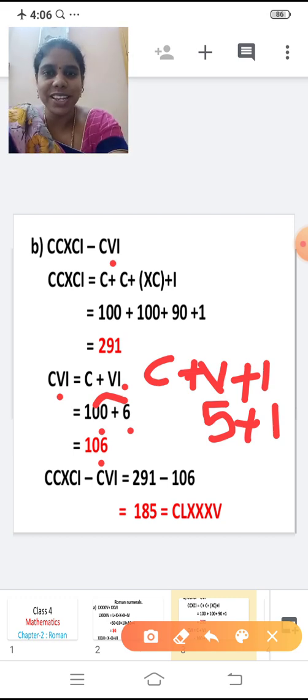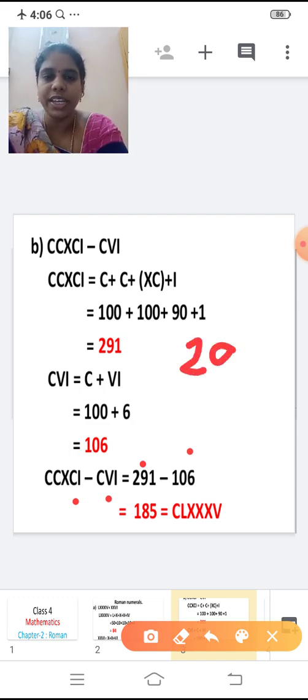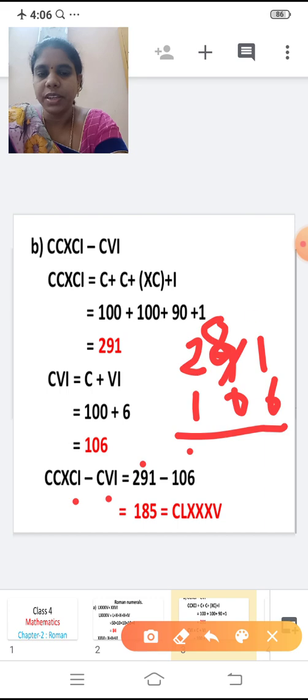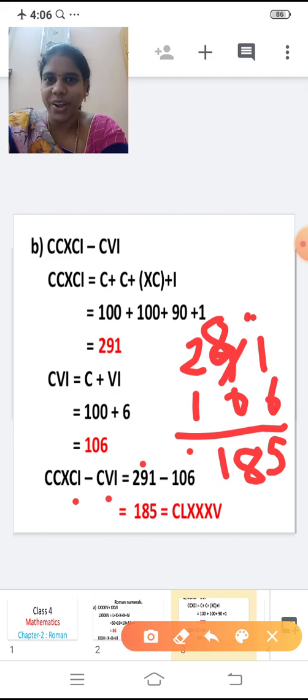Now what are you going to do? What is the question? You're going to subtract that, right? Now CCXCI minus CVI is equal to 291 minus 106. Now subtract and tell me the answer, children. So 11 minus 6 is 5. 8 minus 0 is 8. 2 minus 1 is 1. So the answer is 185.